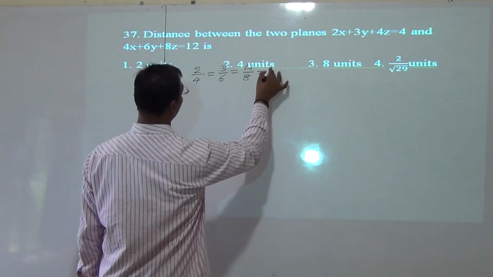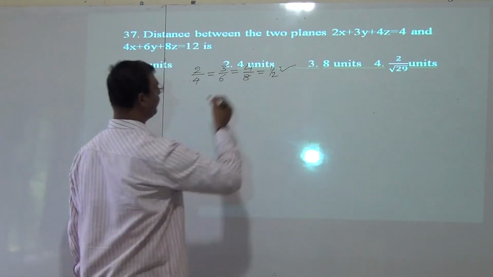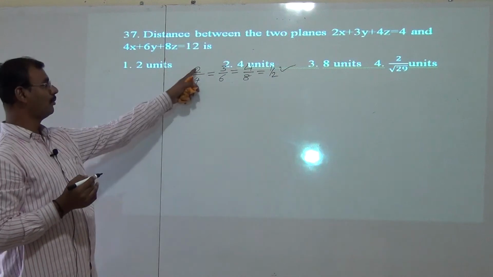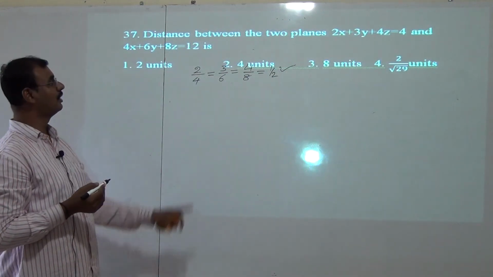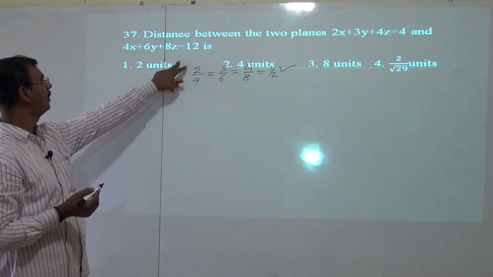This is nothing but 1 by 2. Hence it is satisfied. 1 by 2, 1 by 2, 1 by 2. So these planes are parallel.